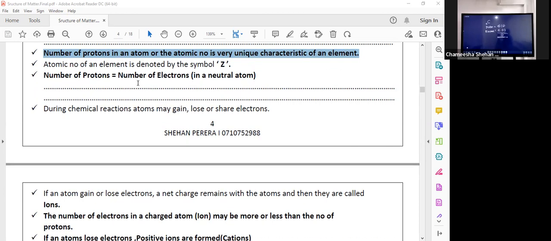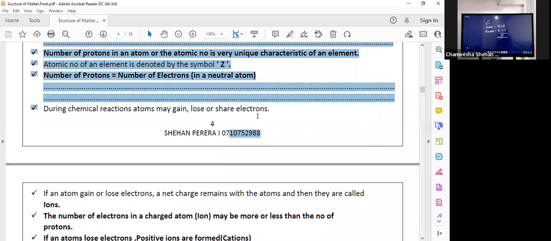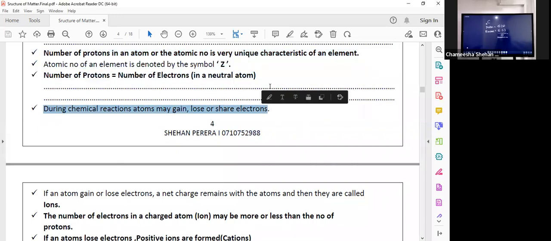So during chemical reactions, an atom may lose, gain, or share electrons, but not protons. As I told you, the proton number tells you the atomic number, and it can never be varied. So the number of protons remains the same. But electrons can be lost, gained, or shared, right? So that's a very important point. We highlight that: lose, gain, or share electrons.